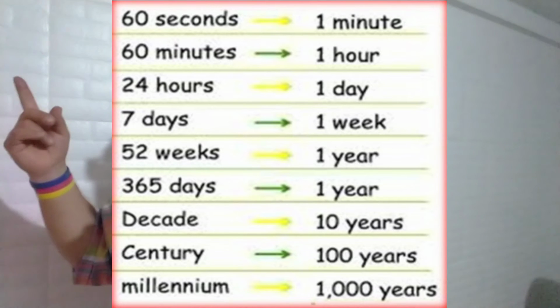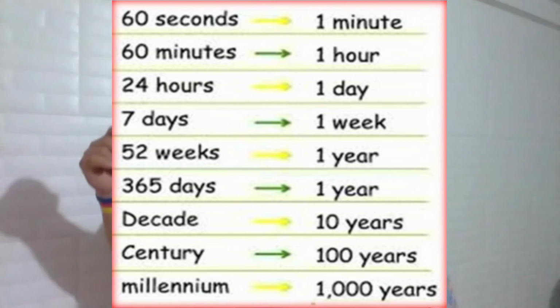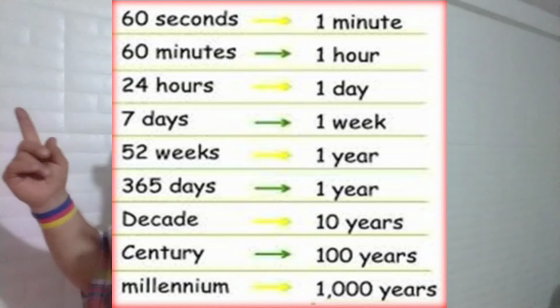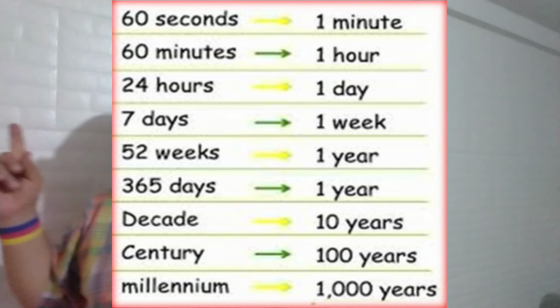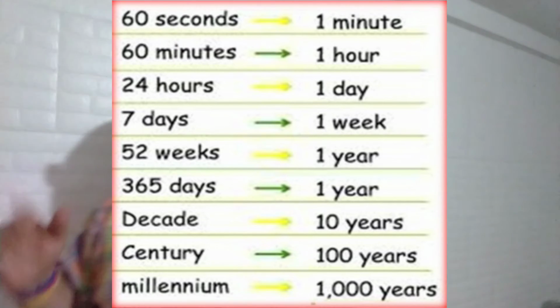10 years equal a decade. 100 years equal 1 century. 1,000 years equal 1 millennium.